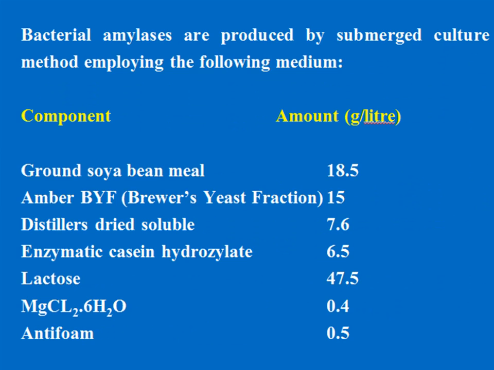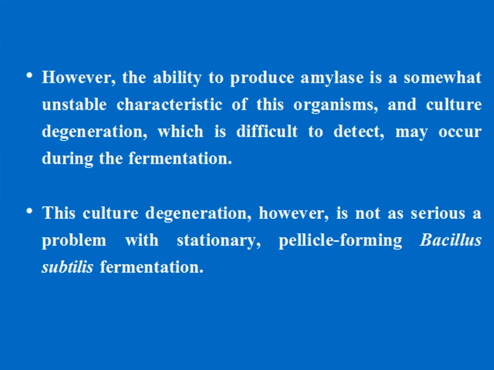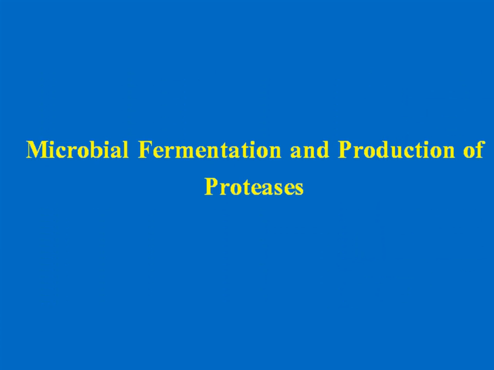Bacterial amylases are produced by using the following components in media: ground soybean meal, amber BYF, that is brewer's yeast fraction, distillers dried solubles, enzymatic casein hydrolysate, lactose, magnesium chloride, and antifoam agent. However, the ability to produce amylase is a somewhat unstable characteristic of these organisms, and culture degeneration, which is difficult to detect, may occur during the fermentation. This culture degeneration, however, is not a serious problem with stationary pellicle forming Bacillus subtilis fermentation.